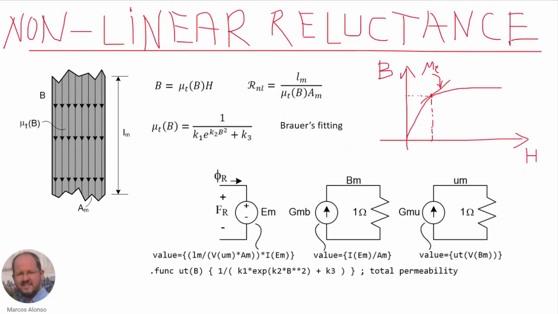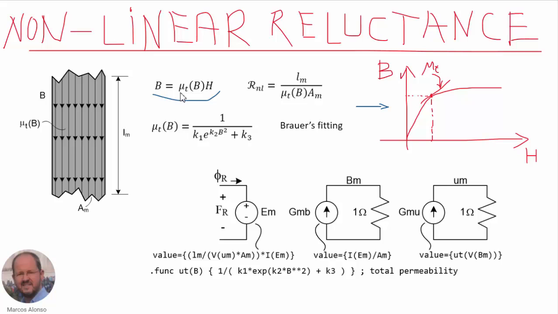The next element is the nonlinear reluctance. The nonlinear reluctance corresponds to a piece of magnetic material in which we are considering a BH curve like this one. In this case, we have a linear region, and then we are considering also the saturation of the material.